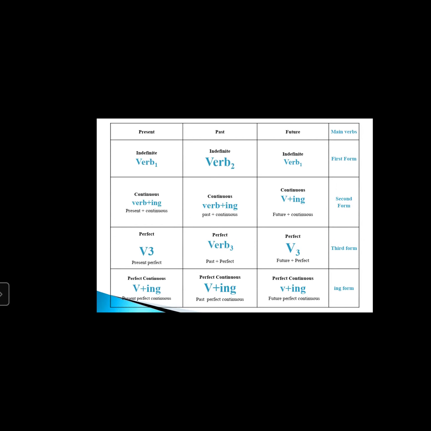Now we don't have only one verb, we have got two verbs. We have the main verb and we have the helping verb. So this is the assistance of the main verb.